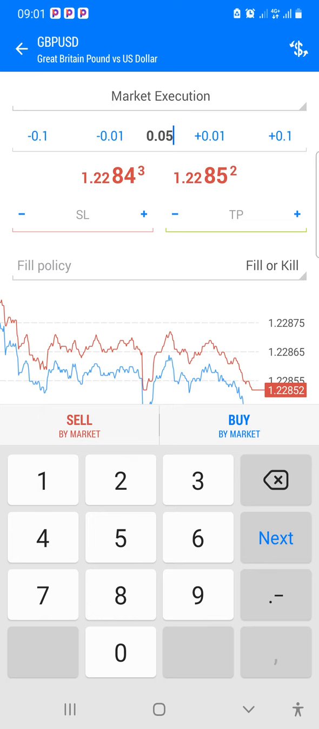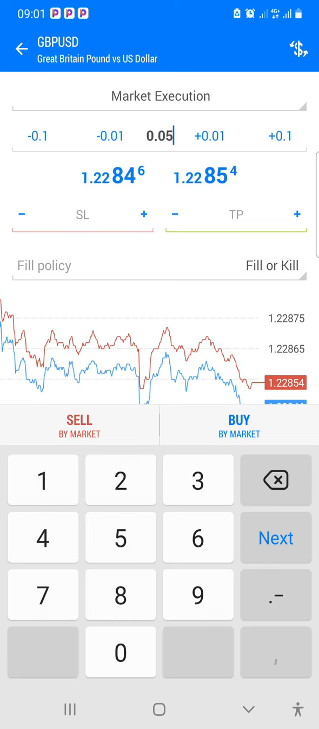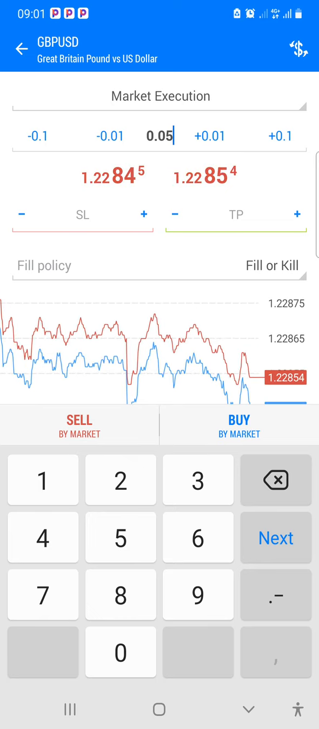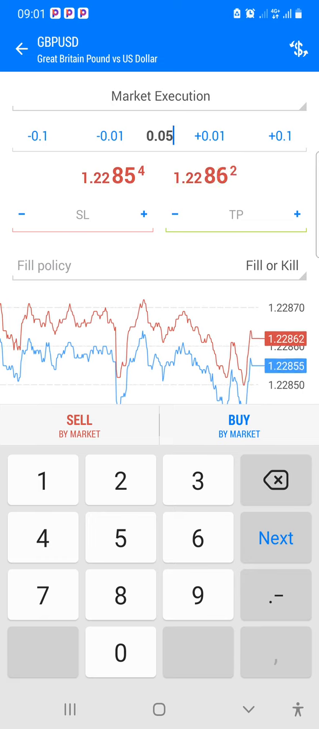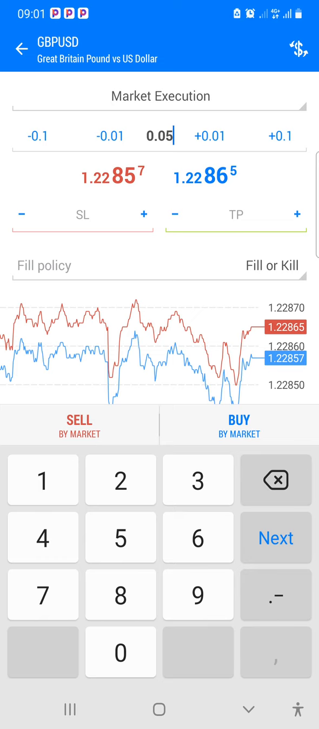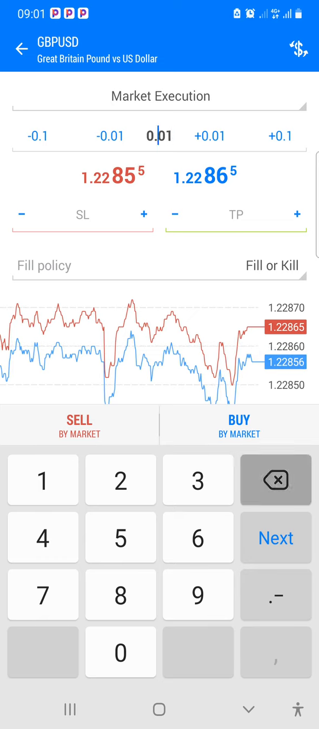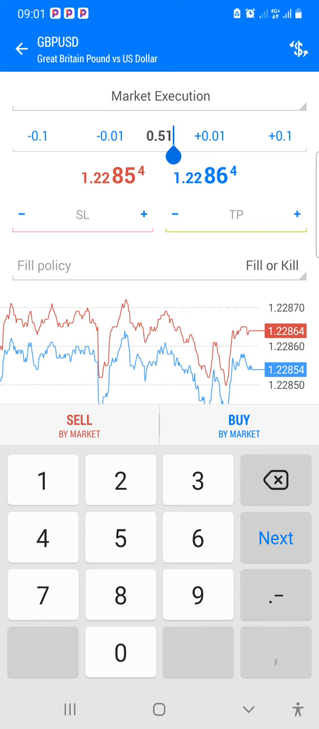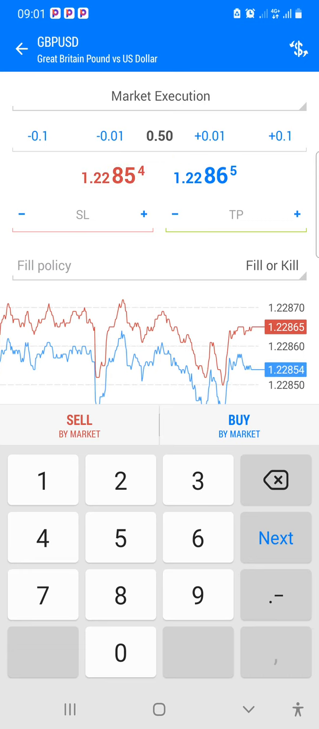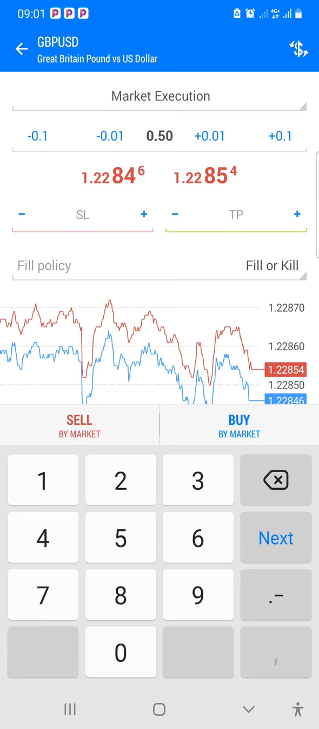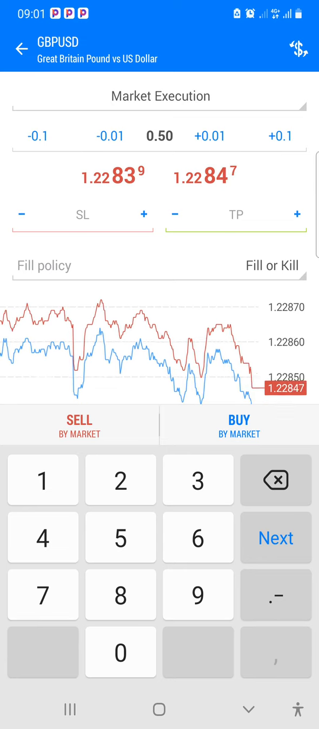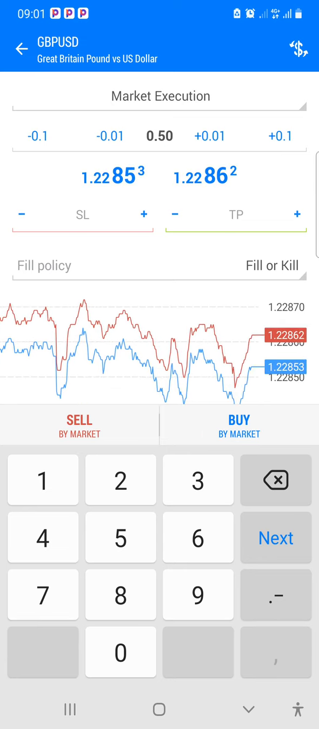You don't just trade 0.05, which means that per one pip move, you'd be getting $0.5. So if it is 40 pips, it means 40 times 0.5, that's $20. But if you want to use 0.50, that means per one pip is equivalent to $5. So if it's 40 pips, 40 times 5, that's $200.